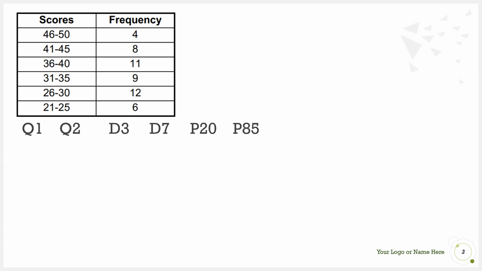So then we have the frequency. Ibig sabihin, ilan ang may fall under that step. So under the step of 21 to 25, there are 6. 26 to 30, which we have 12. 31 to 35, which is 9. 36 to 40, that's 11. 41 to 45, that's 8. And 46 to 50, we have 4. Ibig sabihin, yan ang number ng data na nasa isang step.